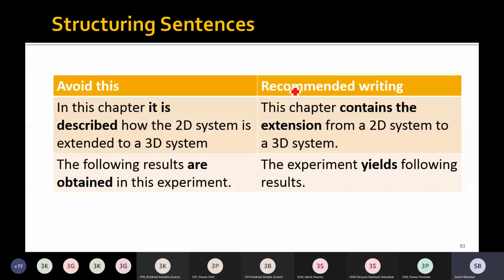Now here are a few examples of writing statements or sentences. See here, the sentence is written like: In this chapter, it is described how the two-dimensional system is extended to a three-dimensional system. Grammatically this statement is correct, no issues. Even though this sentence is correct, avoid such a sentence. Instead, how can we improve our writing? We can write: This chapter contains the extension from a two-dimensional system to a three-dimensional system.